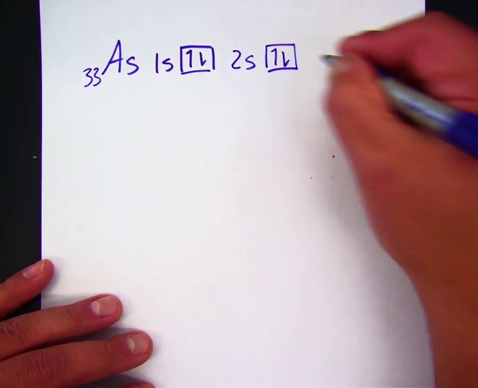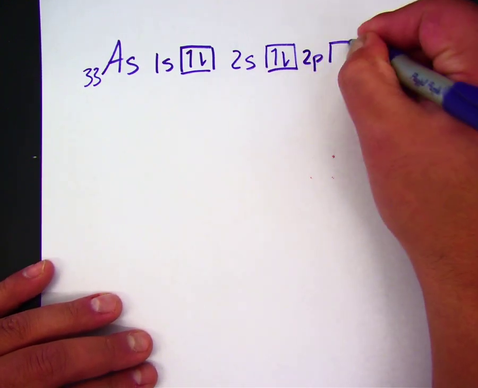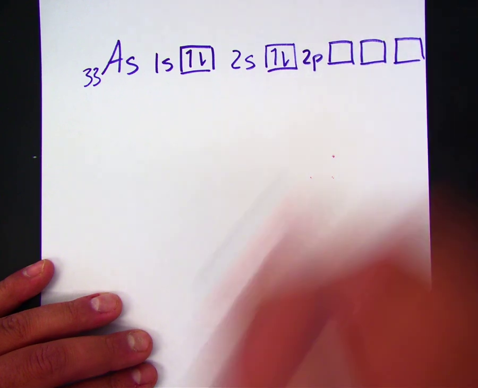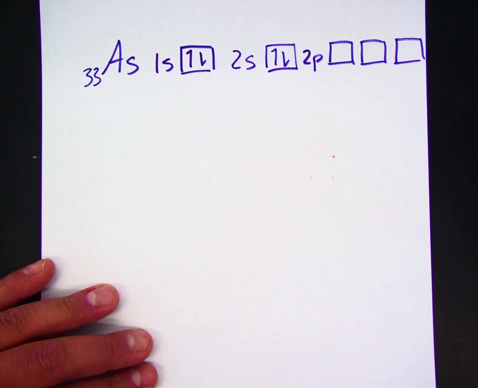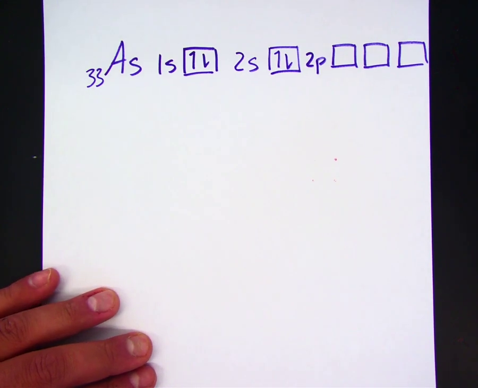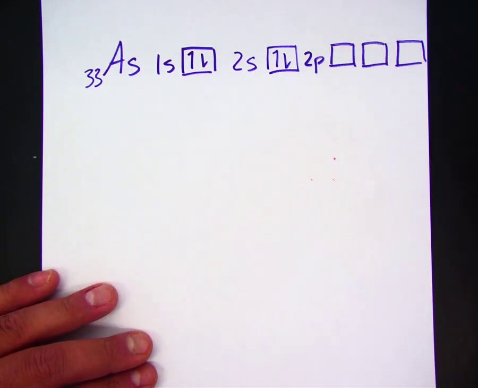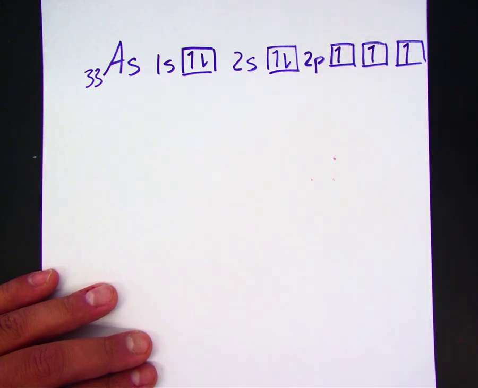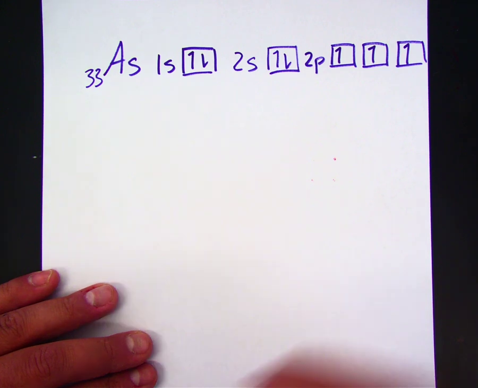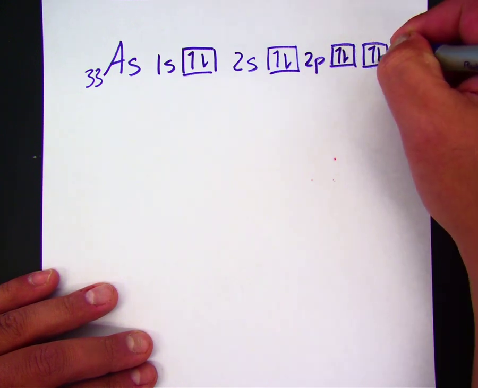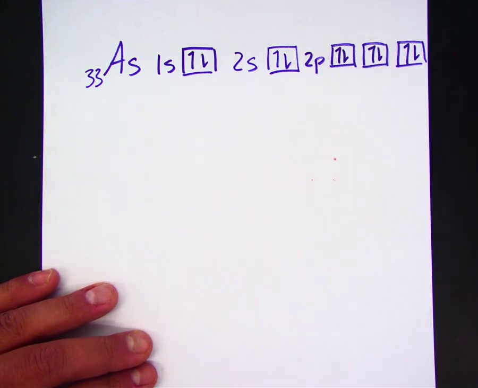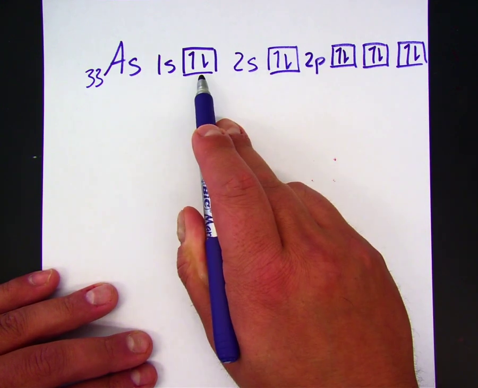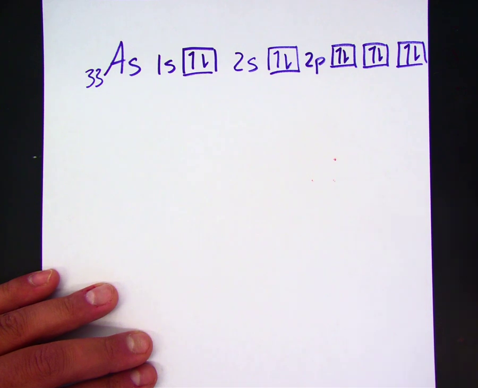2P is correct. Good. 2P. You got 1, 2, 3. This is like a 3-bedroom apartment. So how do these like to fill in? Up first, right. They all want their own rooms first. So it's going to be up, up, up, and then what? Then down, down, down. Good. 2p6. So what we have here so far is 2 electrons, 2 electrons, and 6 electrons, which gives us a total of 10 electrons accounted for.